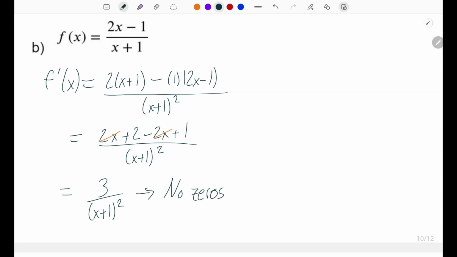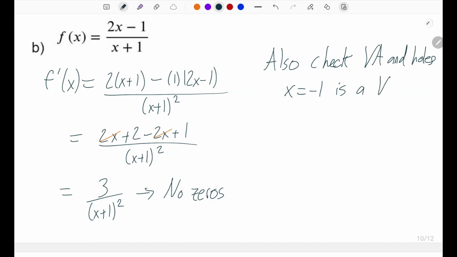However, we have to remember a critical point, or where we have to check for intervals of increasing and decreasing, is not just where the derivative is equal to 0. We also need to check vertical asymptotes and holes. So in this case, x equal to -1 is a vertical asymptote. But because it's a vertical asymptote, you're not going to have an actual point there. So we can't classify it as a local minimum or maximum. But we could still check left and right of that if it's increasing or decreasing.